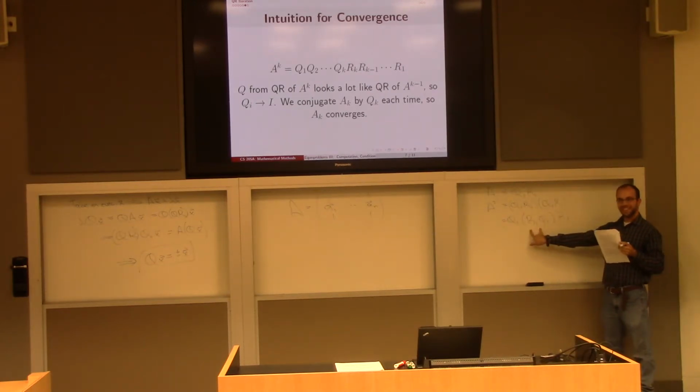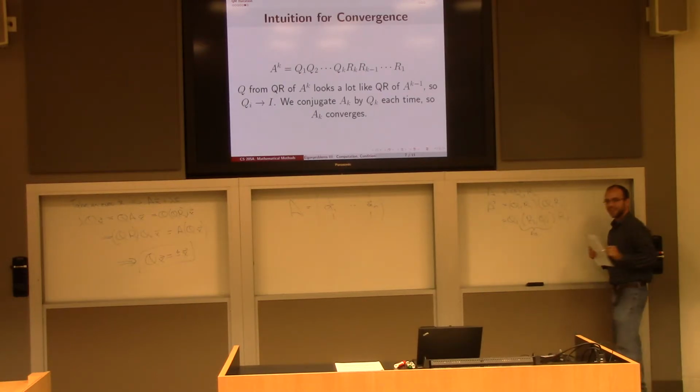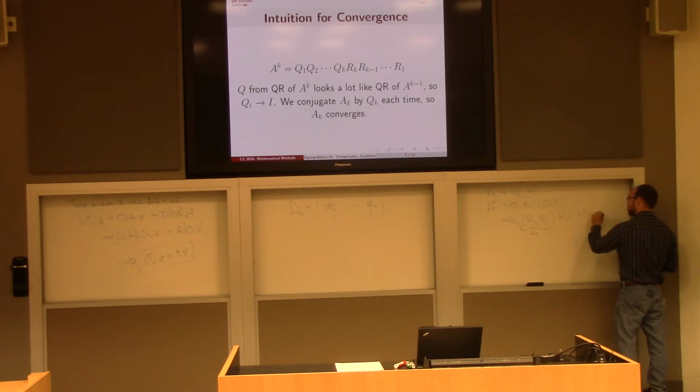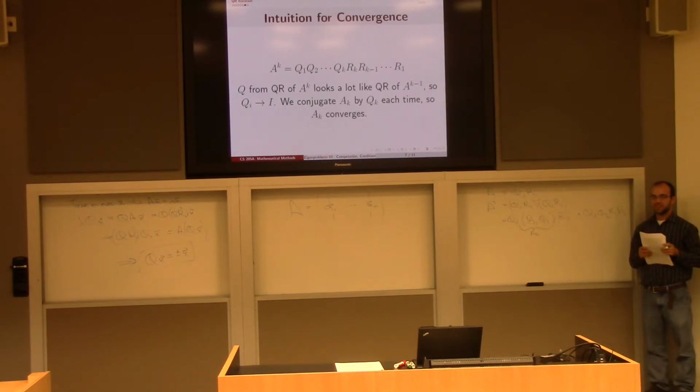But remember, this is exactly how we defined A2. Remember our QR iteration: we factor QR and then we replace it with RQ, so this is A2. And then in the next iteration, we factored this guy. So in fact, this is Q1, Q2, R2, R1. Does everybody see what just happened there? This is kind of tricky.